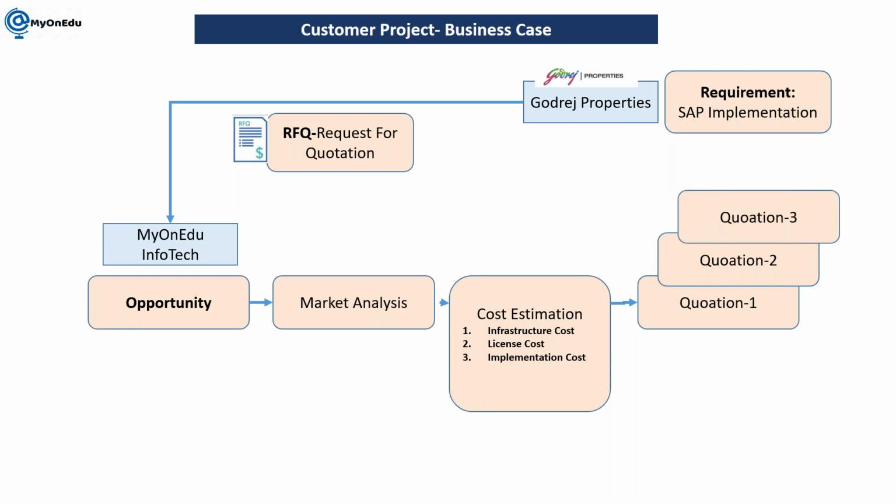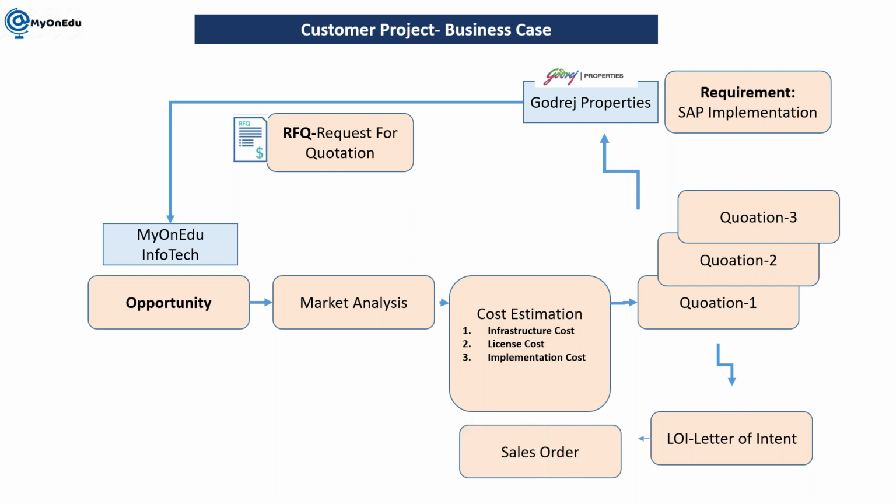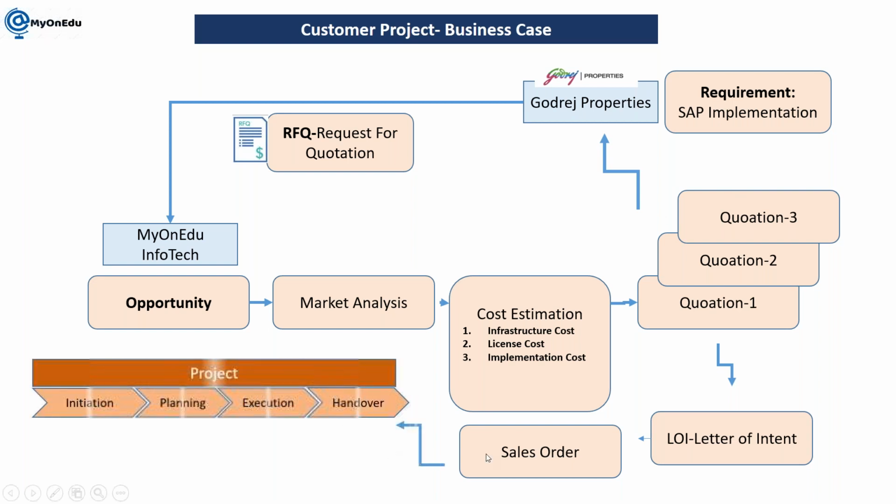So we'll submit the multiple quotations, and if the contract is awarded to us, then we'll get an LOI, letter of intent. This is just an intent that yes, this contract is going to be awarded. So now this LOI will become a sales order for us, but for the customer it is a purchase order, and with reference to this sales order we will execute the project. So it is on demand.